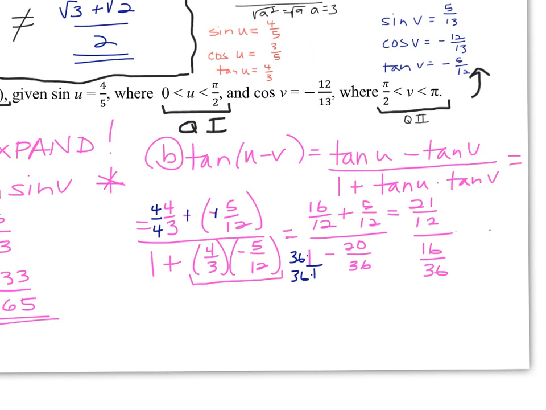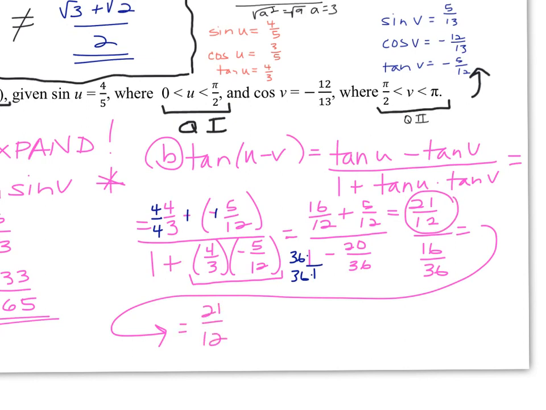Now, if we have a compound fraction like this, in order for us to simplify, we're going to multiply by the reciprocal of the denominator. So we're going to do that keep, switch, flip method. Keep the first fraction, so 21 over 12. Switch divide to multiply, and flip the second fraction, 36 over 16.